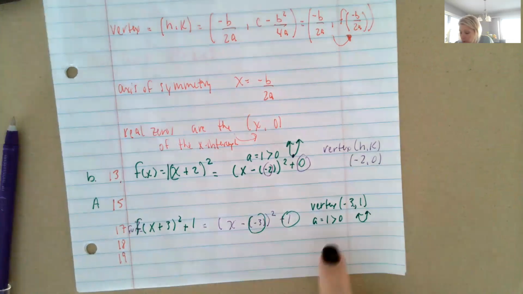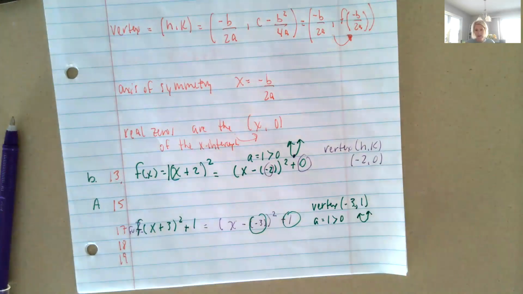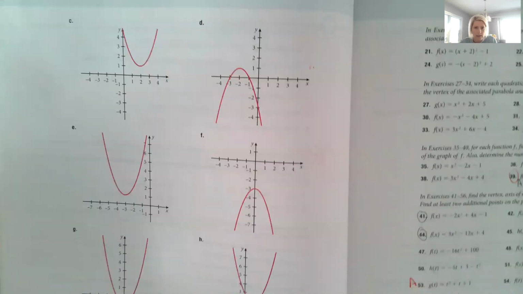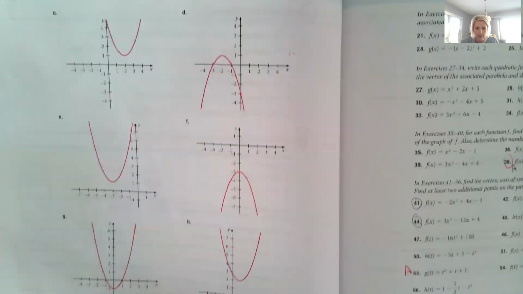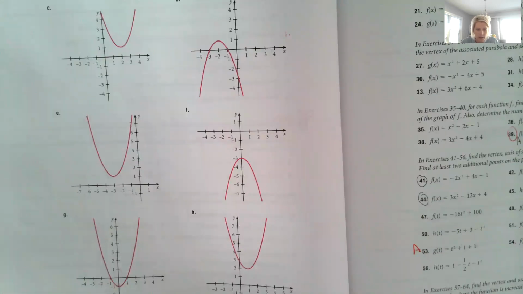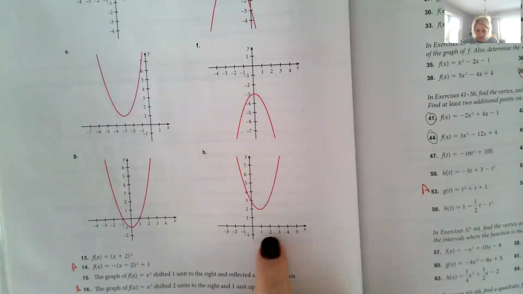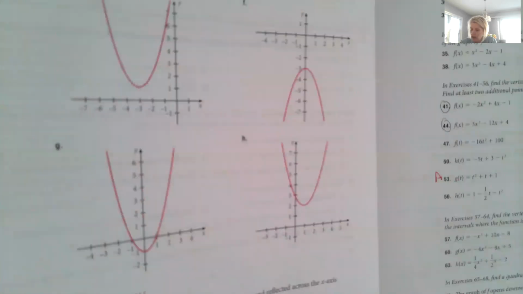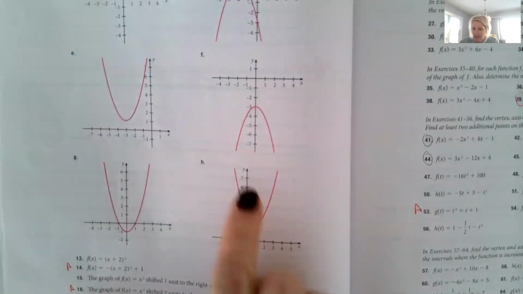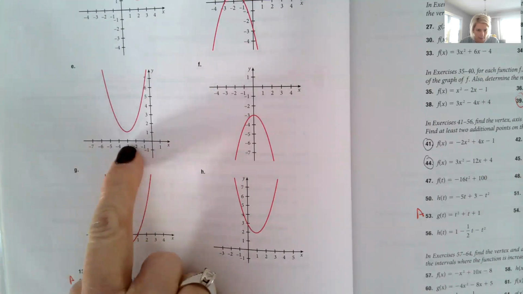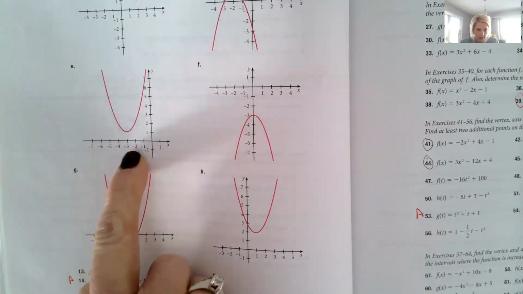Okay, so this is cool. We know it's face up and our vertex is at -3, 1. So we've already done the 2 on the other page, so we can focus on our choices of C through H. So it's face up and our vertex is at -3, 1, sorry. And it looks like E is it. It's face up and it's at -3, 1 as its vertex. So 17 is E.